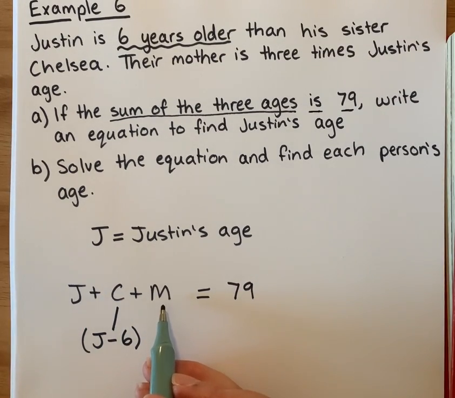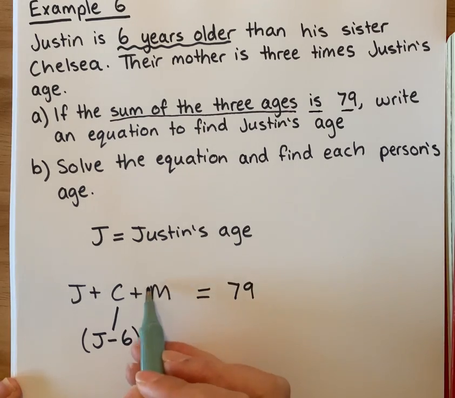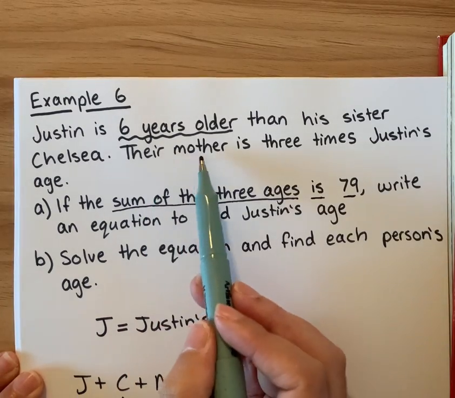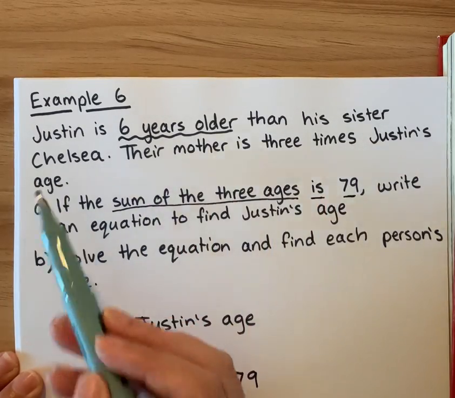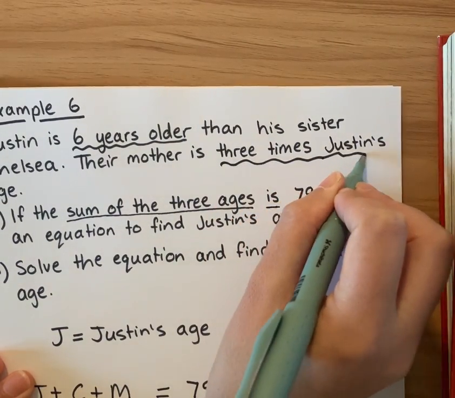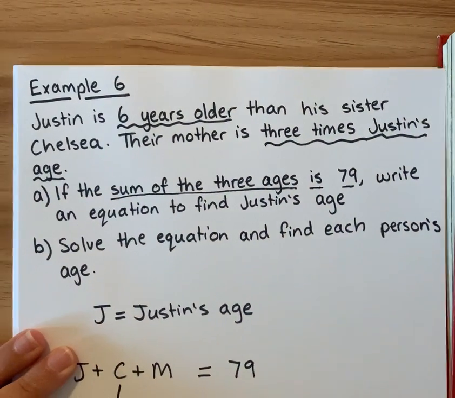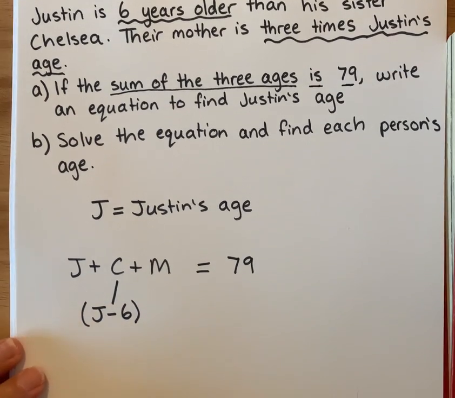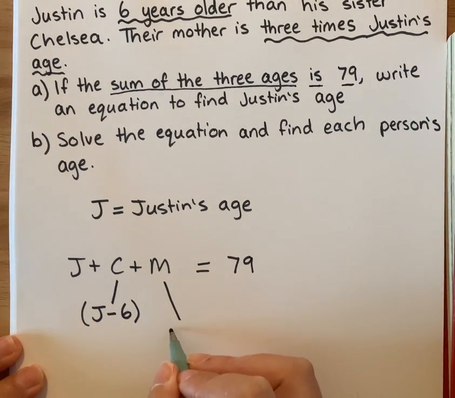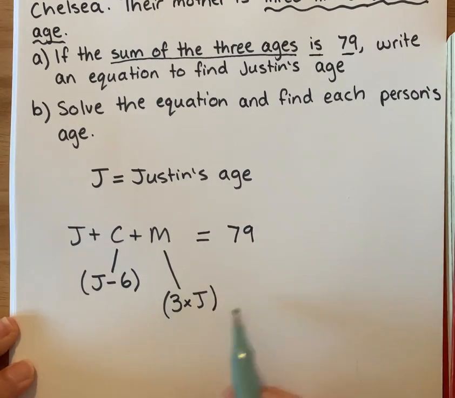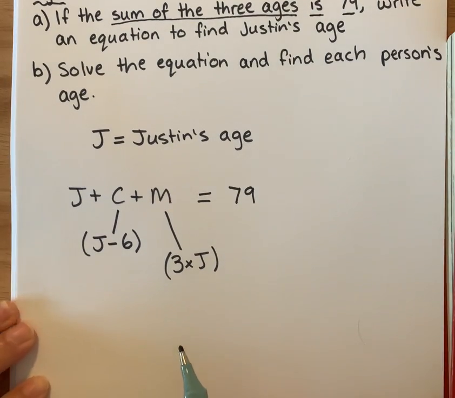We also want this M in terms of J. So this represents their mother's age. And what does it tell us about their mother's age? Well, it says their mother is 3 times Justin's age. So straight away, we've got this mathematical information here that tells us the relationship between Justin and his mother's age. His mother is 3 times Justin's age. So instead of M, we can just write 3 times J, or 3J. So now we can write our equation with all like terms, which is going to help us solve it.